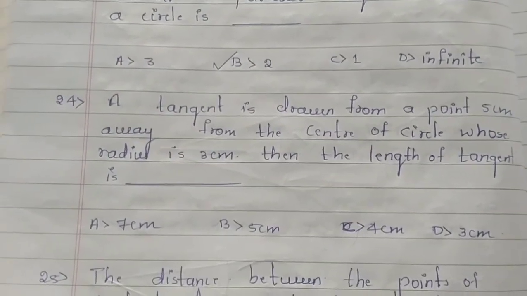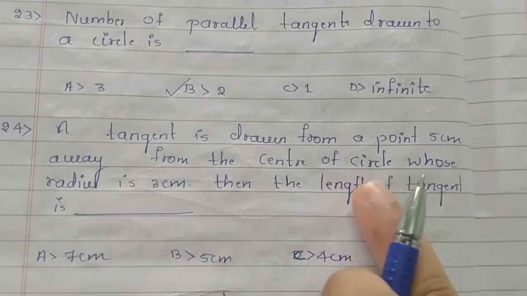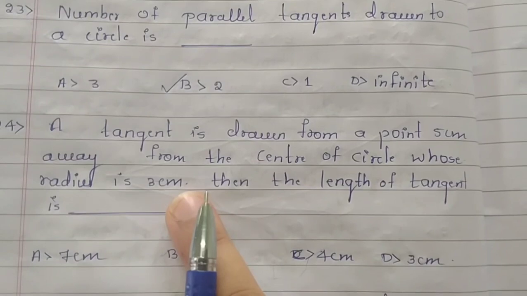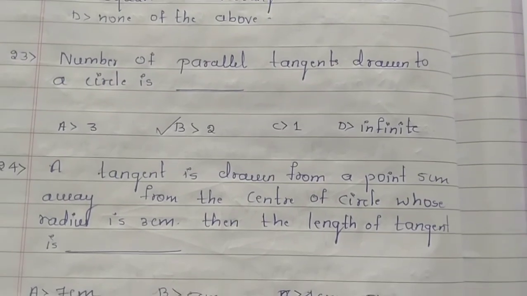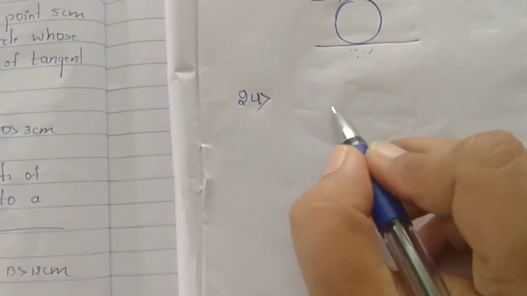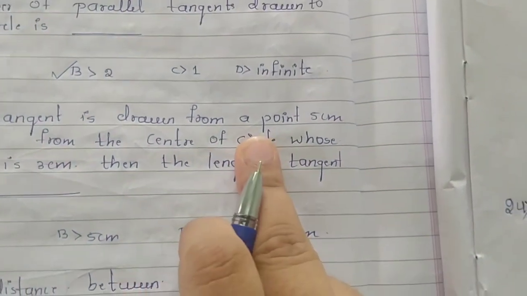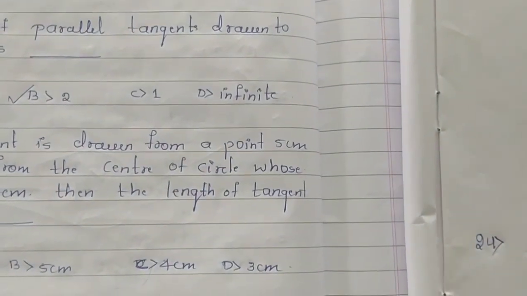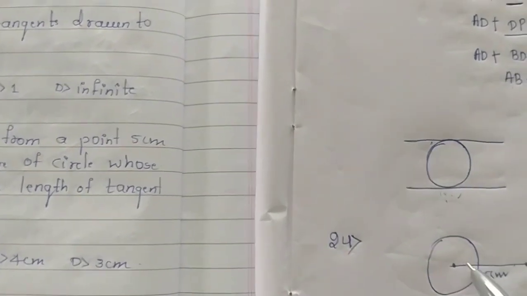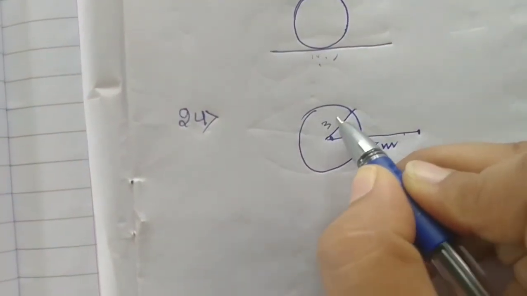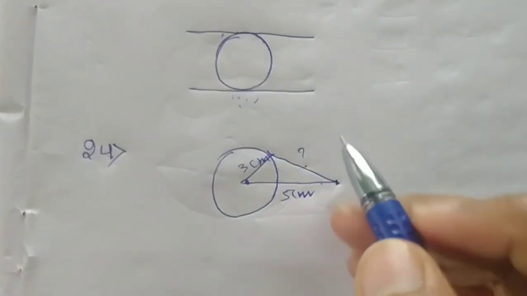The next question is, a tangent is drawn from a point 5 cm away from the center of a circle whose radius is 3 cm. Then the length of the tangent is dash. You have to find it again by using the Pythagoras theorem. They have given that the tangent is drawn from a point 5 cm away from the center of a circle. That is, the length of this is 5 cm, and the radius is 3 cm. So you have to find the length of this tangent.